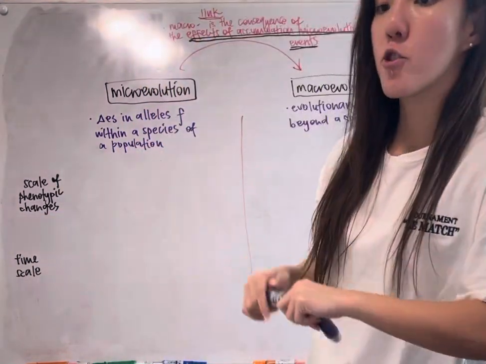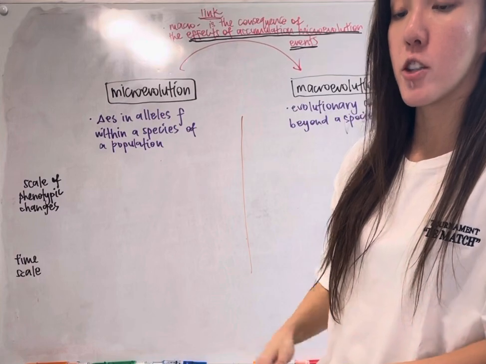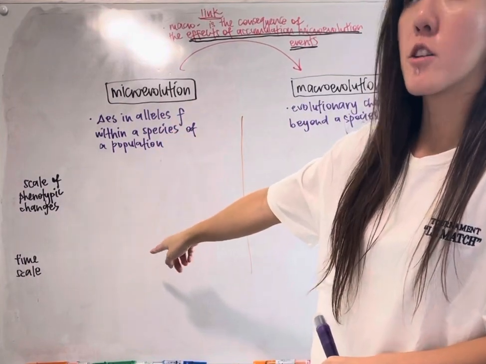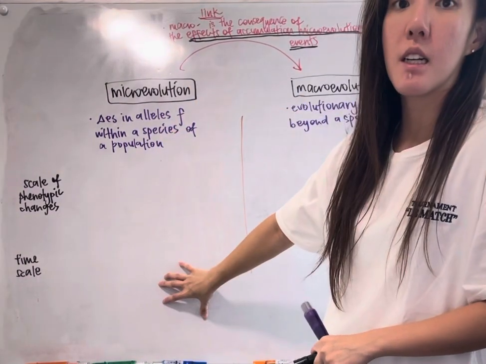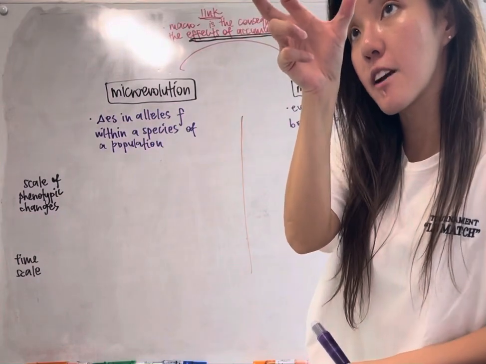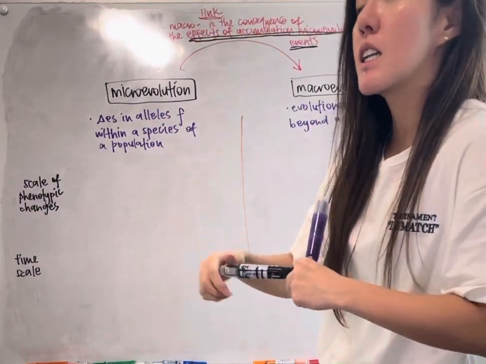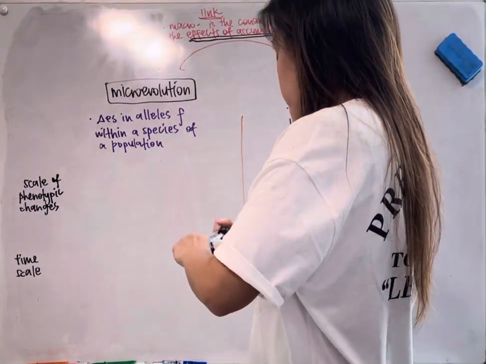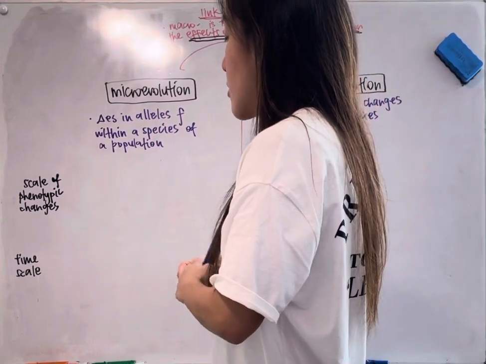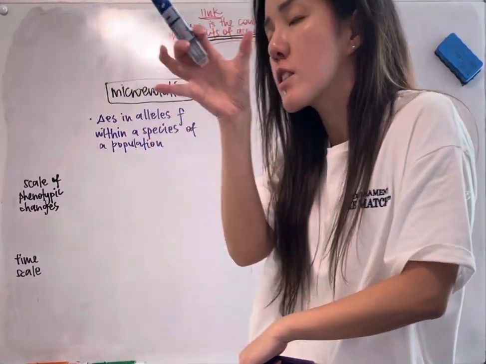Time scale is very straightforward. You should already know when microevolution will be involved. If they already tell you in the question that this is in a shorter period of time, by evolution terms, can you tell me, Megan, what does shorter period of time actually mean?